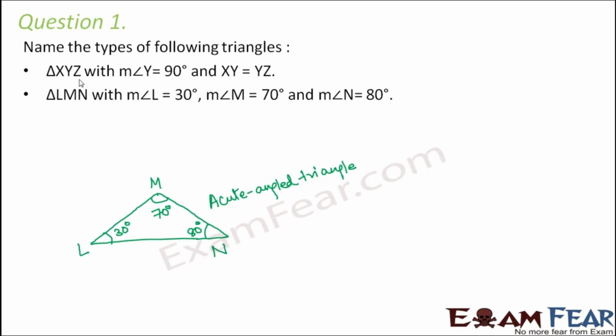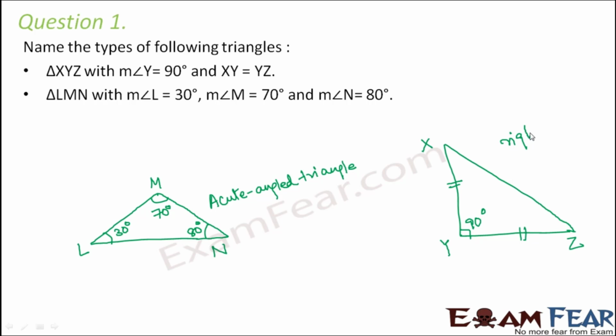Next one is triangle XYZ with angle Y equal to 90 degrees. So let's draw a 90 degree angle. So this is 90 degrees and this is angle Y. And XY is equal to YZ. So if this is X and this is Z, XY is equal to YZ. So what type of triangle is this? Here there is one angle of 90 degrees. So this has to be a right angled triangle. At the same time, two sides are also equal. So this is an isosceles triangle. So this is a right angled isosceles triangle.